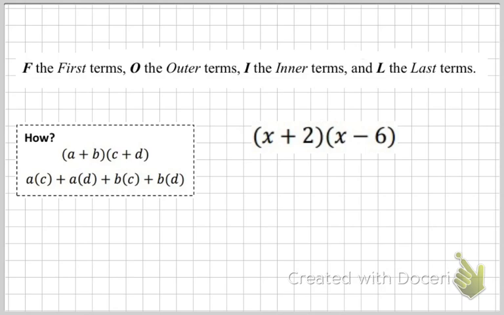First, let's find out, what does FOIL stand for? F stands for first, O stands for outer, I stands for inner, L stands for last. And we're talking about terms. The first terms, the outer terms, the inner terms, and the last terms. Okay, so the first terms mean the first two terms of both binomials.